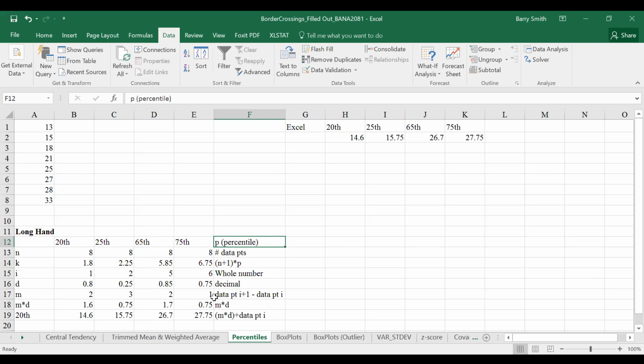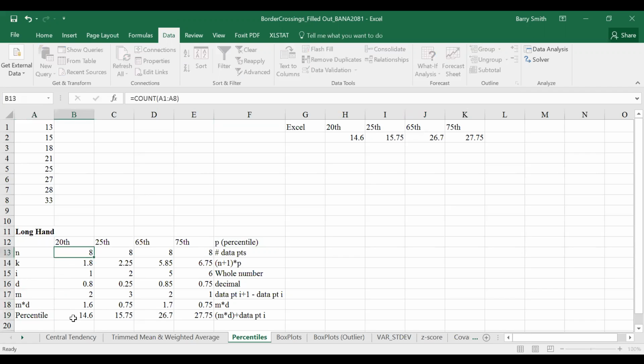Then we're going to find m, which is the data point I plus 1 minus data point I. So I is going to be, again, whatever value we're looking at here, and then minus the data point I. Then we'll take m times d, and that'll be the next row, and then m times d plus the data point I is going to give us the 20th percentile, or the 25th, or the 65th, or the 75th. So that's going to be the actual percentile. And I think I must have typed something wrong here because I wrote over copying something here. So this is actually the percentile.